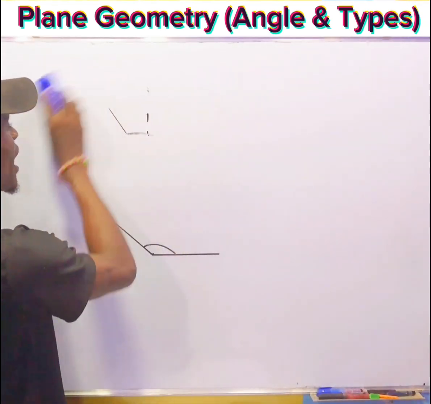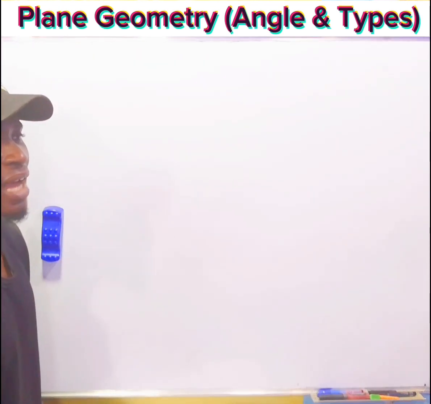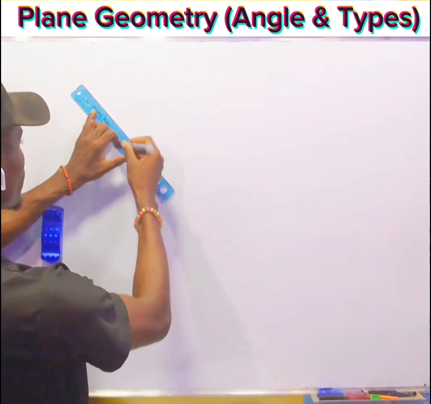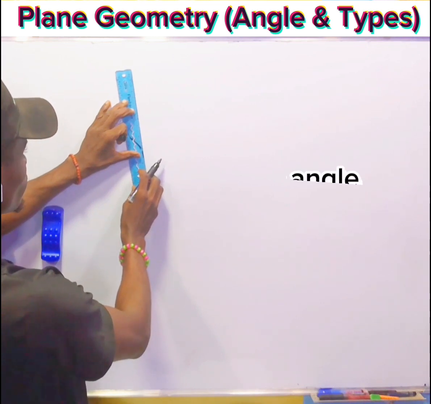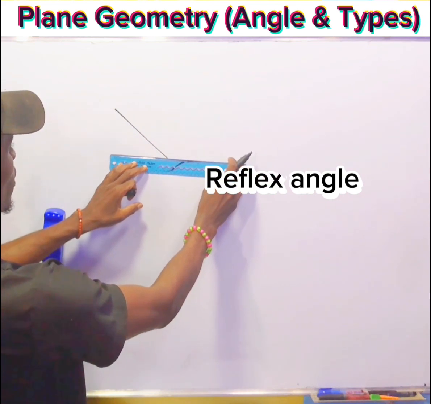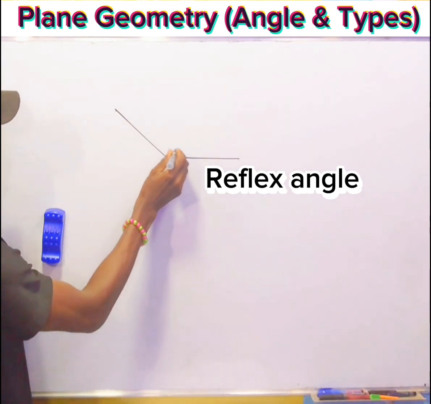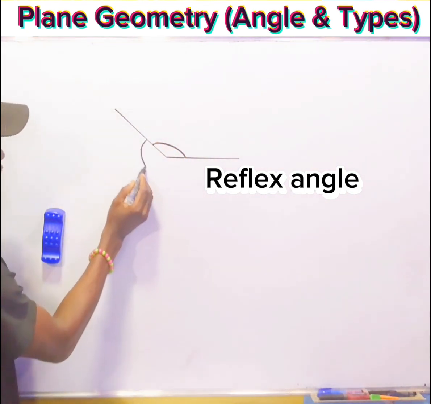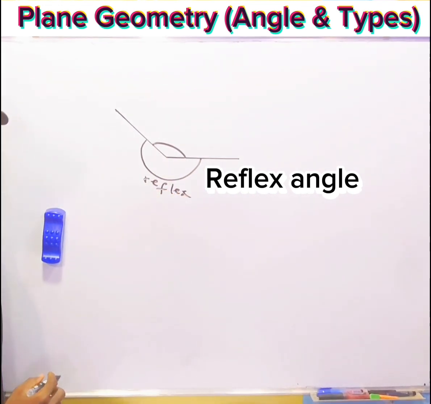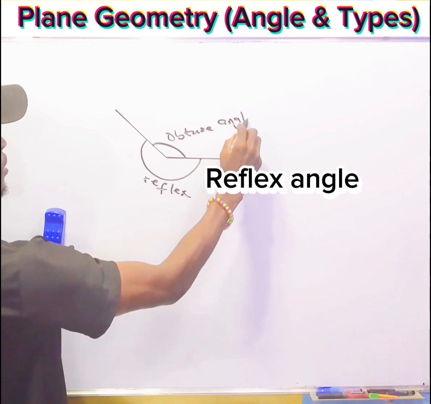We also have what is known as a reflex angle. A reflex angle is simply an angle that is greater than 180 but less than 360. So, peradventure we have an obtuse angle. So the reflex angle from this obtuse angle is the angle greater than 180 but less than 360. This is our reflex angle, and this is an obtuse angle.